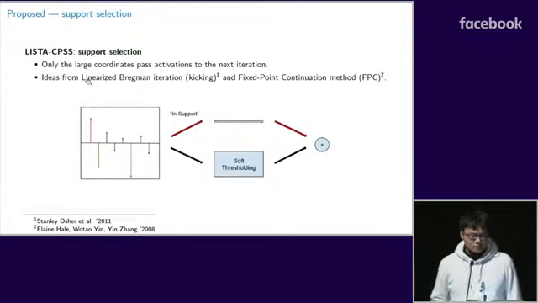Based on that, we proposed the coupled LISTA with support selection technique. The support selection technique selects a portion of large coordinates in each iteration of LISTA and lets them bypass the soft-thresholding activation. This idea comes from the linearized Bregman iteration, or the kicking technique, and also the fixed point continuation method.